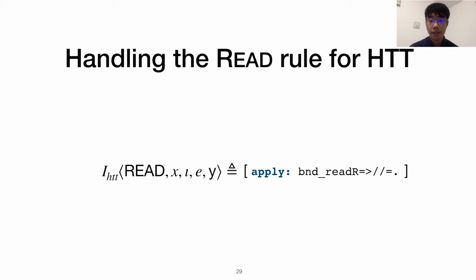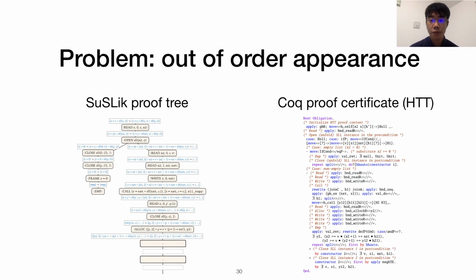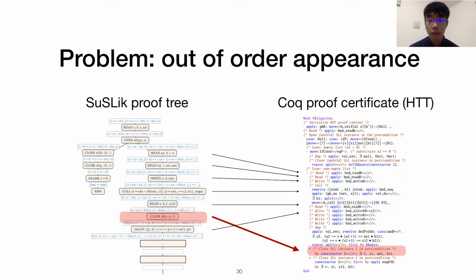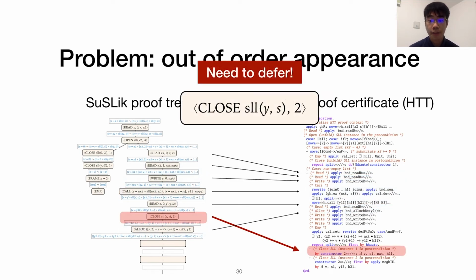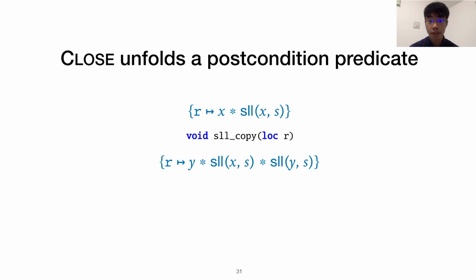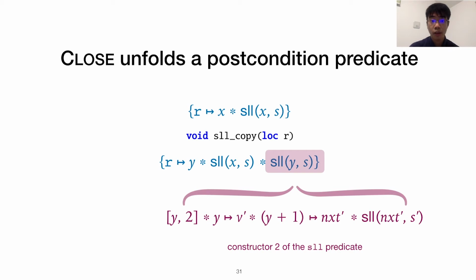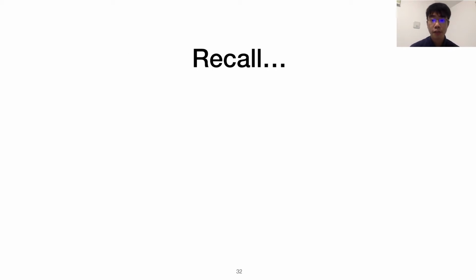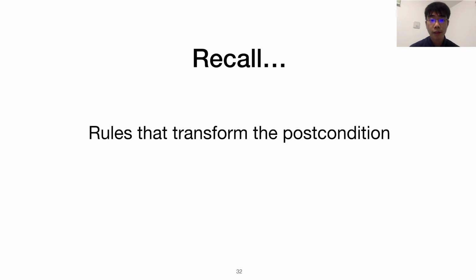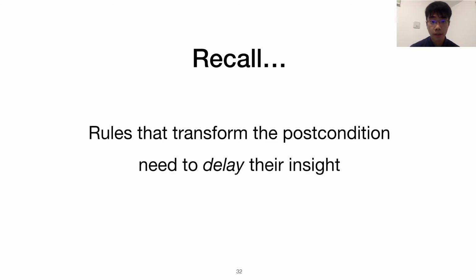Other rules aren't so easy. In the second branch of the proof tree, everything is in the right order until this close rule. Close unfolds a constructor of an inductive predicate applied in the post condition. In our example, this occurrence targets one of the two singly linked lists from the specification's post condition and unfolds the predicate's second constructor. If you recall, such rules that transform the post condition must appear at the end of the verification proof in the final unification step.